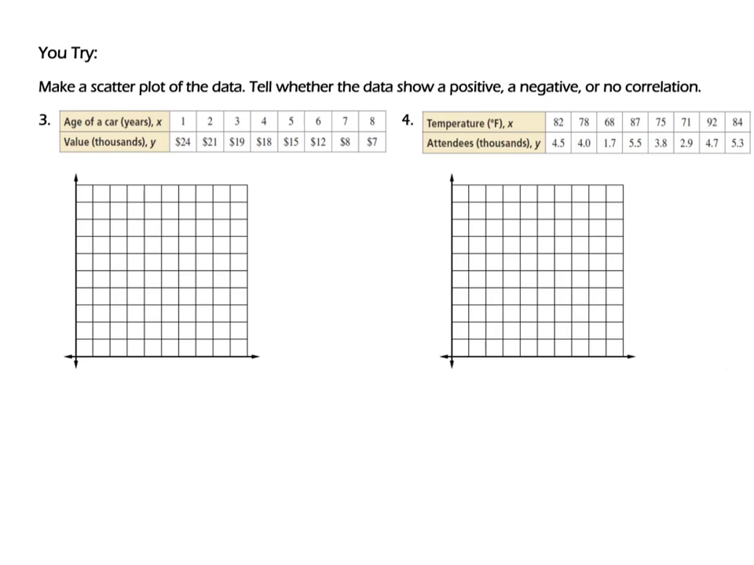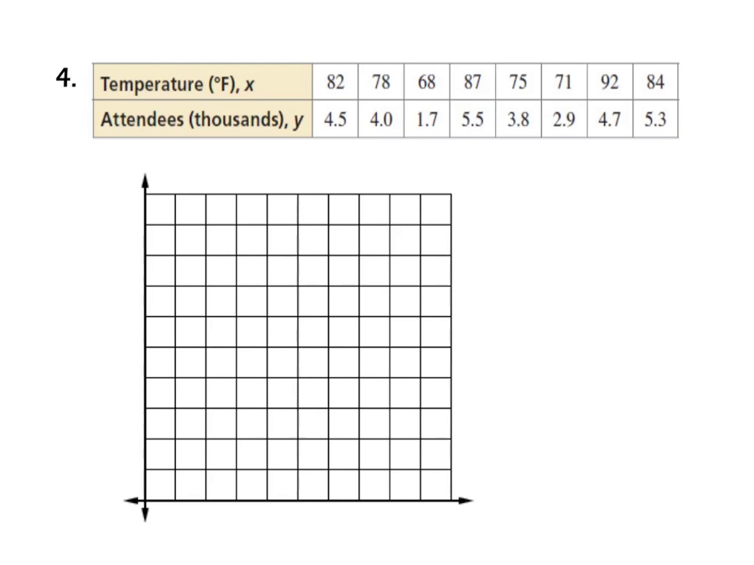Okay, the last two to try, I'm actually going to demonstrate how to do one. We're going to do number 4 together, and then you're going to try number 3 on your own. To make a scatter plot, we need to put our data on here. So my X values go along the X axis, and so this is temperature down here. And I have to organize all of these numbers on there.